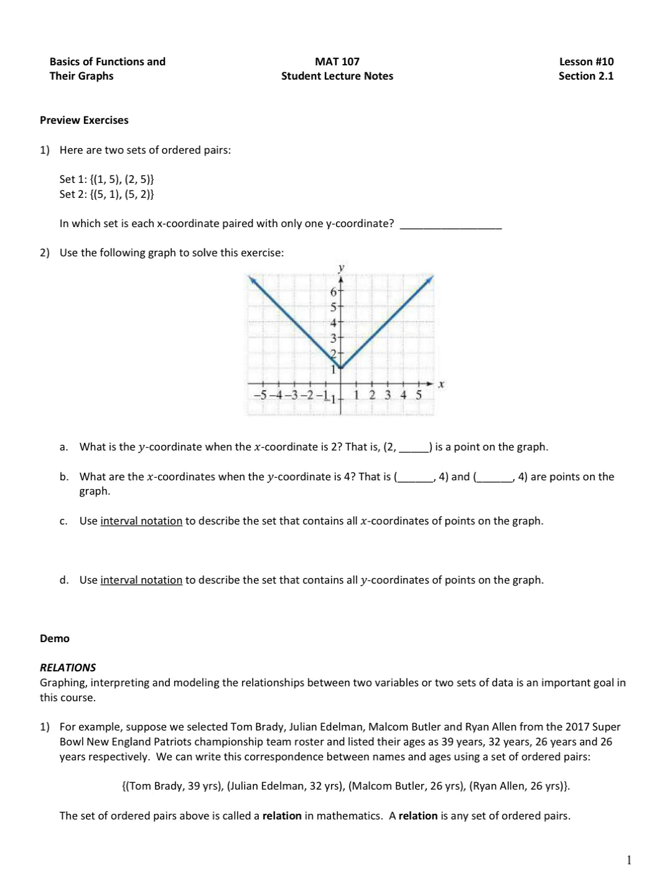This is the preview exercises for College Algebra Lesson 10. Here we have two sets of ordered pairs: (1, 5), (2, 5), and (5, 1), (5, 2). In which set is each x-coordinate paired with only one y-coordinate?